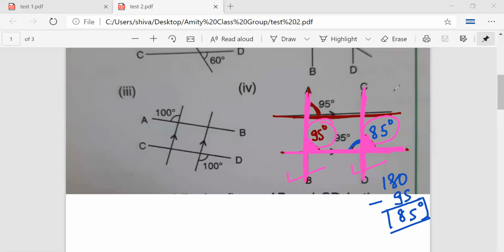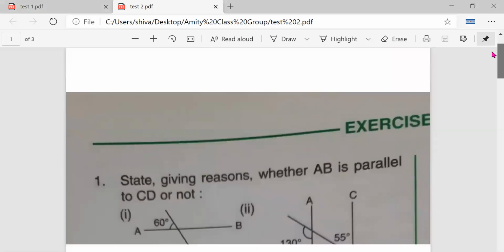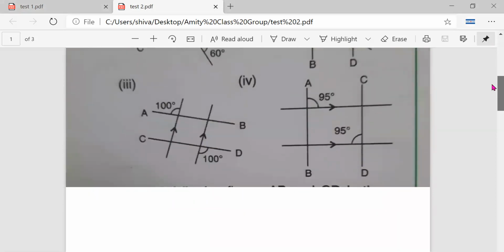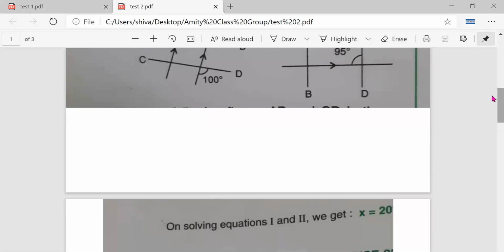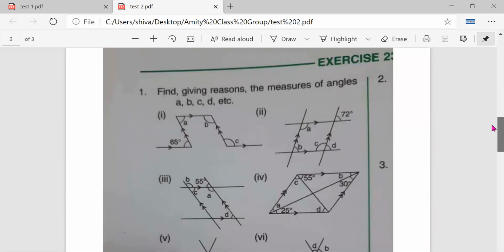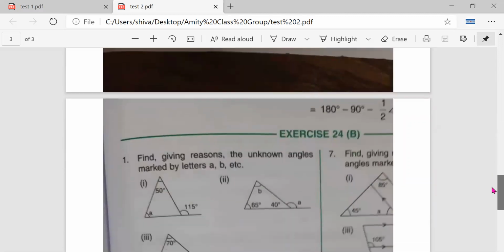Yes, sir. So in these type of questions, they don't tell you that the lines are parallel. They are asking you whether one of the lines is parallel to the other or not. So using your basic logic, you need to understand whether the lines are parallel or not. Any doubt?